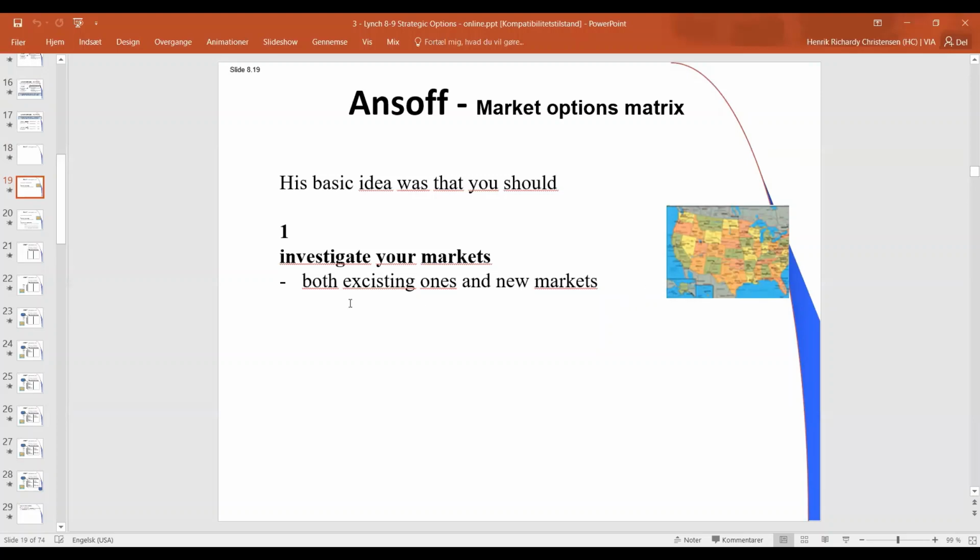And he suggests we look at both existing markets and new markets. That's probably quite okay, because if we are in a marketplace, then of course it makes a lot of sense figuring out, is it possible and is it worthwhile to develop this marketplace that we are in? And are there any markets outside the markets that we are operating in right now that is good and maybe could give us some profit potential? So that makes a lot of sense to investigate the ones that we have and new markets.